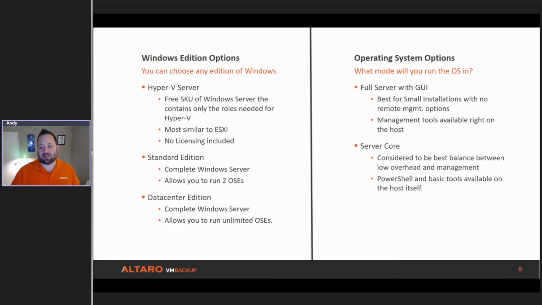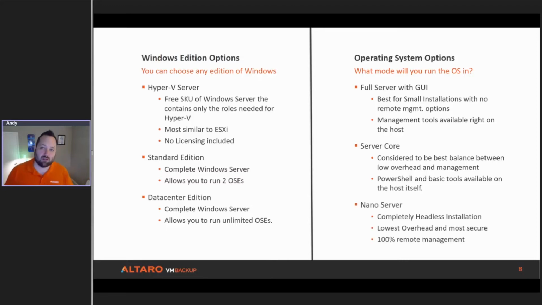The other option we've got is Server Core. It's really considered to be the best balance between low overhead and allows you to have some management on the host still. You've got PowerShell on the host. You've got some basic tools available on the host itself for management, and it's pretty nice. It's stripped down enough to where you don't have to worry about a ton of reboots for patching, and it's a nice middle ground between that and this new option in Windows Server 2016 called Nano Server.